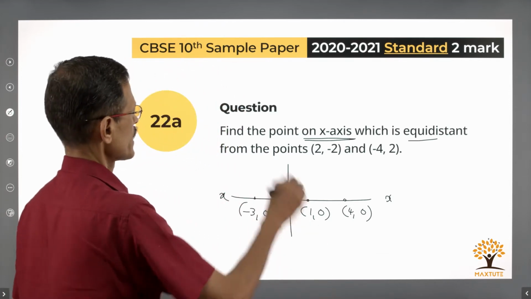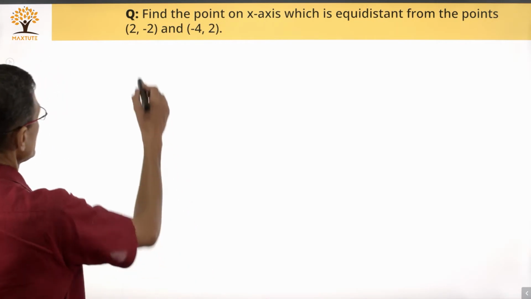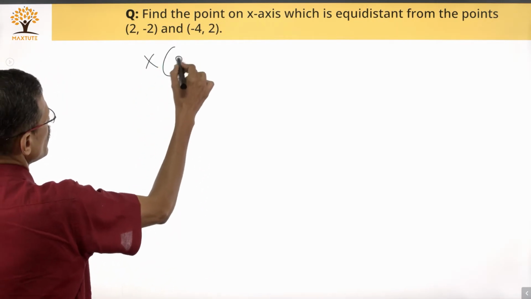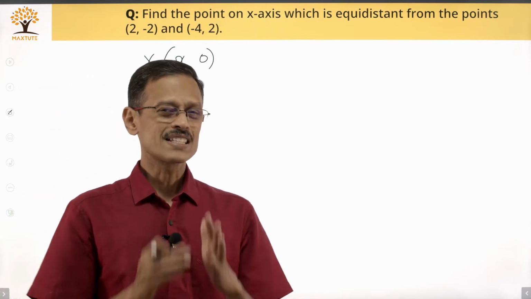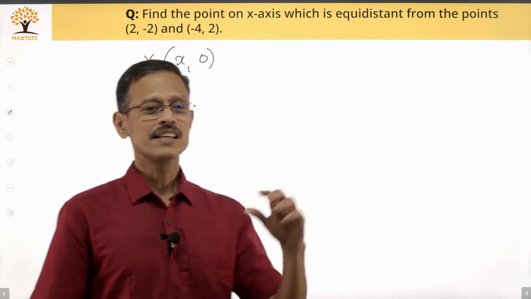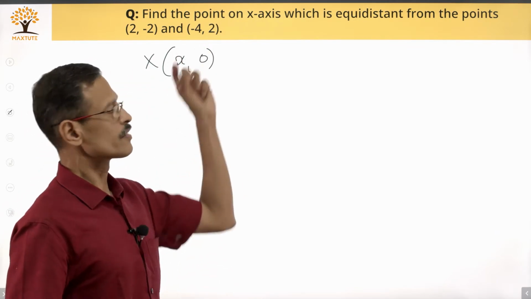So trying to compute the coordinate of a point on the x-axis, let's say that point is X, and therefore the coordinates of that point will be (x, 0). Its y coordinate is 0. So essentially what we need to compute is the x coordinate of this point. What else do we know? This point is equidistant from these 2 points.